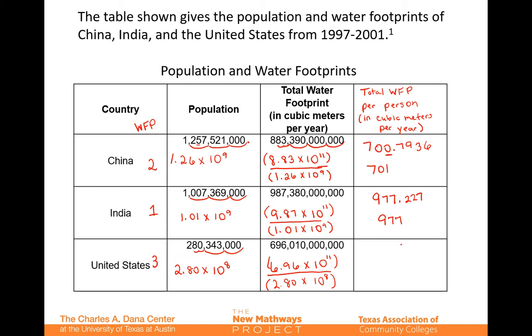Oh my goodness, this came out to be 2,485.714. So if I round this to the whole number, that's going to be 2,486. Notice how much larger our water footprint is. That really represents that Americans have a much more affluent lifestyle.